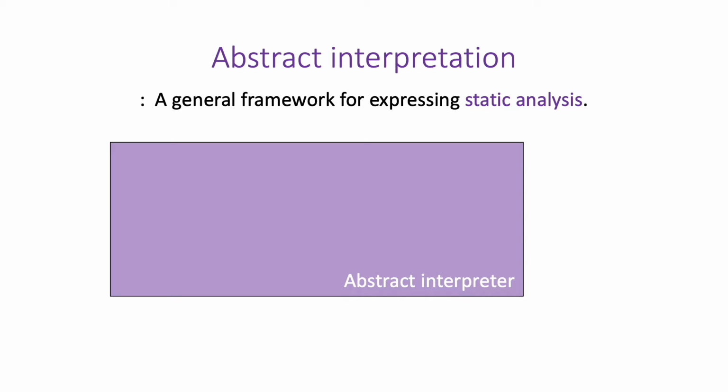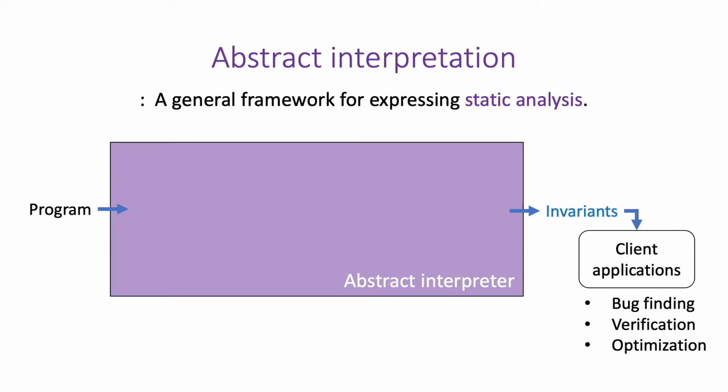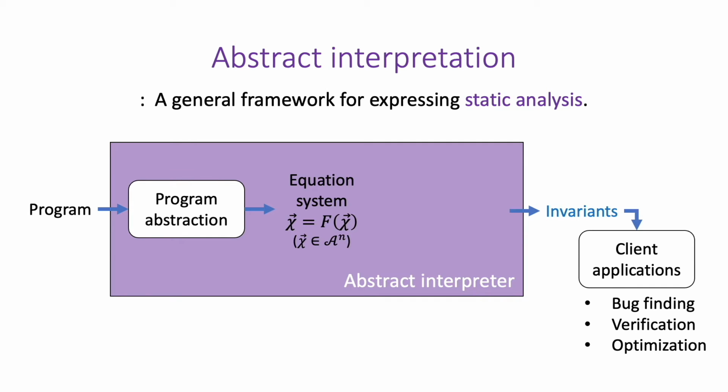An abstract interpreter will take a program as an input and generate its invariants as an output. These invariants are then passed to client applications that perform either bug finding, verification, or optimization. Program abstraction is the first step. It generates an equation system from the input program.